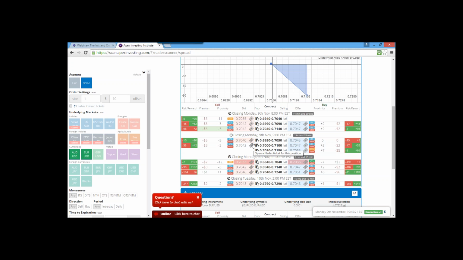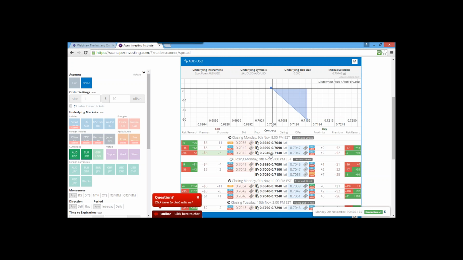Okay. Zach says, what does ITS or OTS mean on the spread scanner? ITS means in the spread. OTS means out of the spread. Okay. What does that mean? Right now, the market's at 70.44, right? Well, see, this spread has a floor of 69.40 and a ceiling of 70.40. So the ceiling of this spread is 70.40, but the market's outside of the spread. It's up at 70.44. Okay, so that's out of the spread. Does that make sense? Okay.